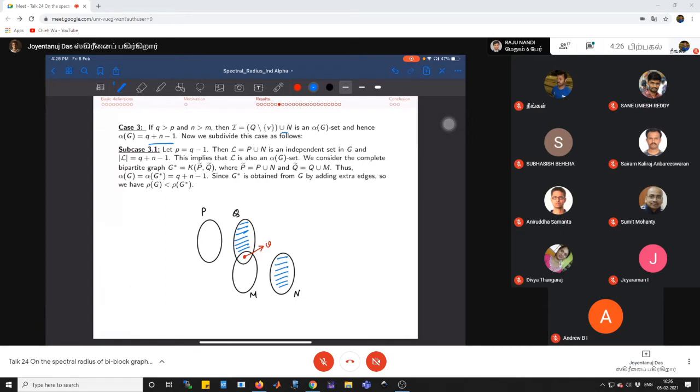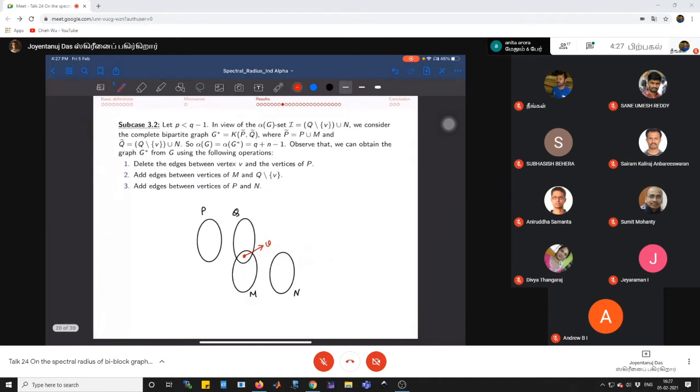So we will consider this in subcases. What happens if P is equal to Q minus 1, just one vertex less than what is in Q? Then instead of taking Q as the partition, we can take P. So I bring N here again, like the other problem. Here N is there. I define P tilde to be Q union N and Q tilde to be Q union N. Using the same logic, since we are adding extra edges, rho of G tilde is greater than rho of G.